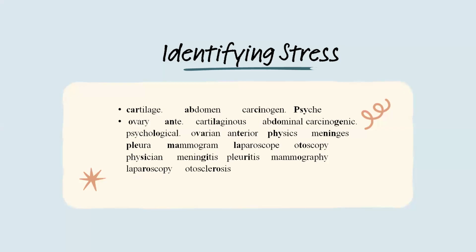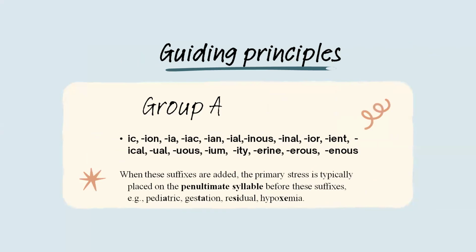In the first word, cartilage, the stress is applied on the first syllable. Same like abdomen, carcinogen, and psych, and so on. So these are the examples you can see on your screen.